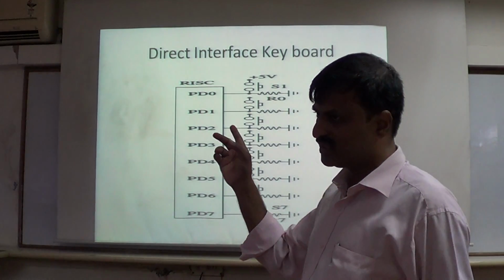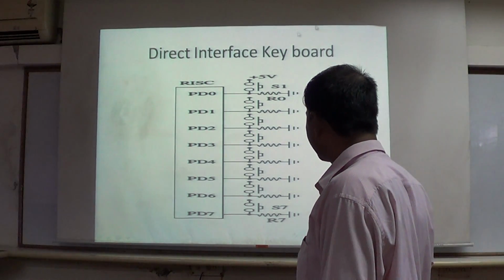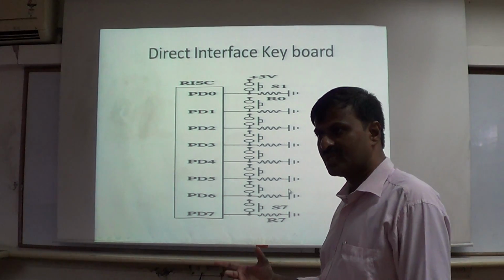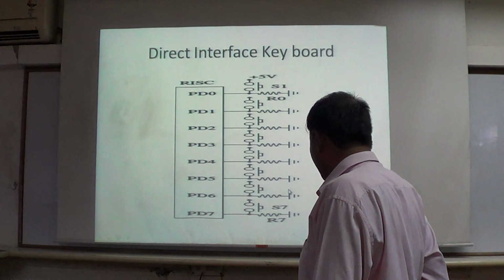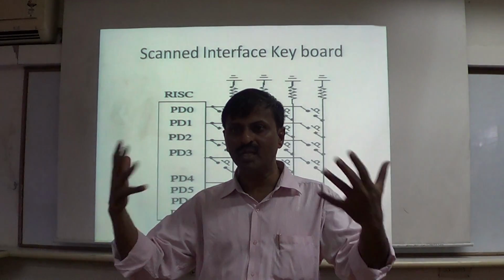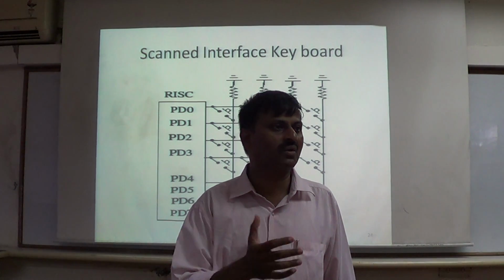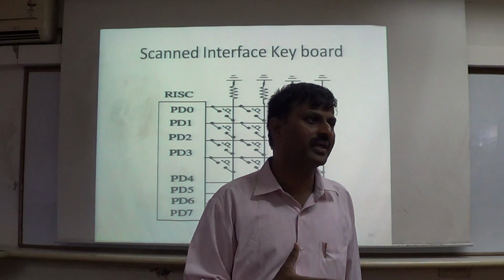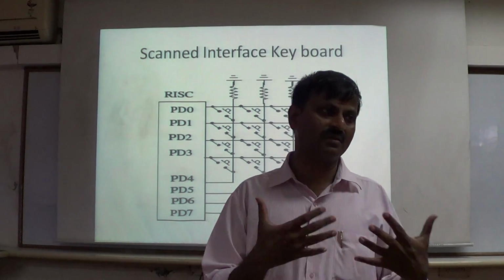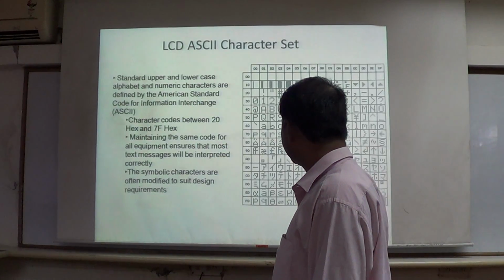But again, the problem is the same. If you are using an individual I/O line for each switch, then 8 switches require 8 I/O ports. But if I use a matrix form, where I want many switches to be interfaced, then you can go by this rows and columns approach, where you are reading the data in a scanned form. Slowly you can develop these programs.